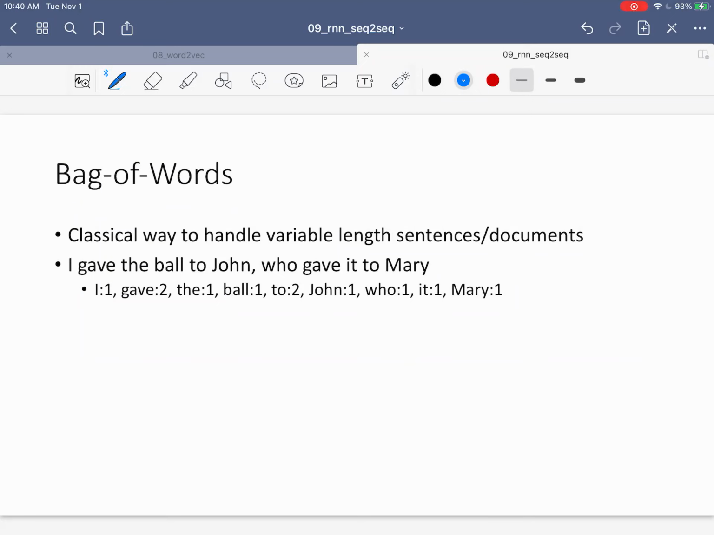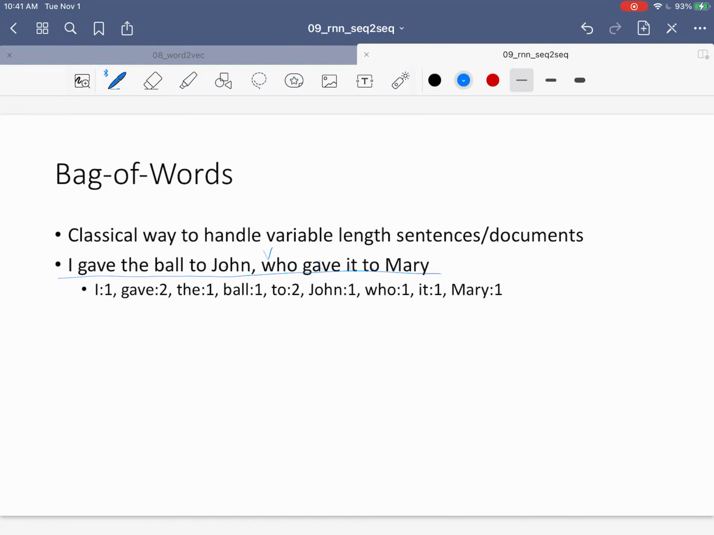So what did people used to do when they wanted to handle variable length sequences, such as sentences or documents? For example, we talked about this in the previous week with the term frequency type of thing, the term document frequency matrix. If you're given a sentence, I gave the ball to John, who gave it to Mary, then how many words does it have? It has 1, 2, 3, 4, 5, 6, 7, 8, 9, 10, 11 words. So it could be 11 words, it could be 10 words, it could be 20 words, doesn't really matter.